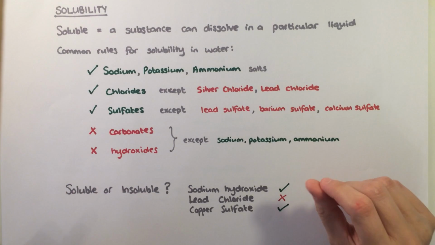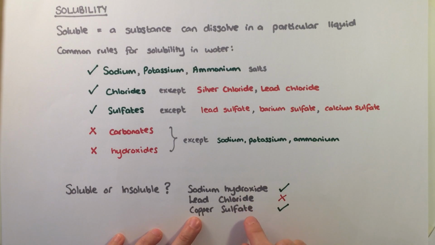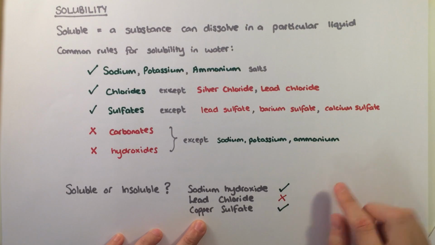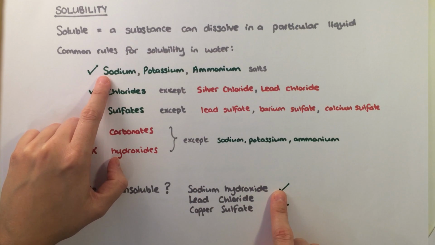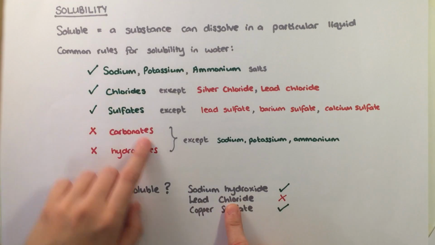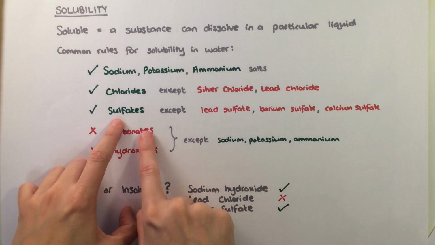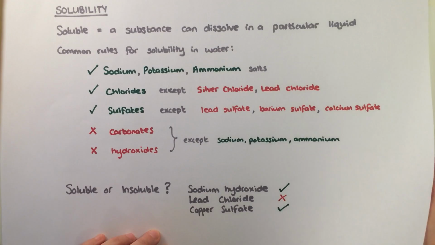So you will be asked to identify whether a particular salt is soluble or insoluble, such as sodium hydroxide or lead chloride. So you need to remember all of these rules. Sodium from rule 1 tells us that this is soluble. Chlorides are too, but we need to remember that lead is the exception, so lead chloride is insoluble. Copper sulfate, sulfates are soluble, so copper sulfate is soluble.